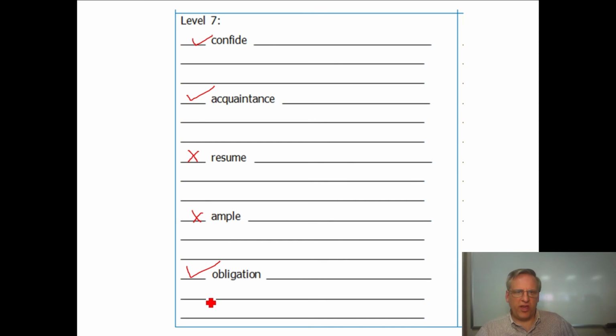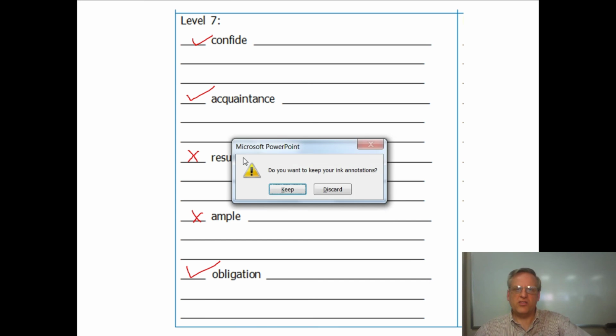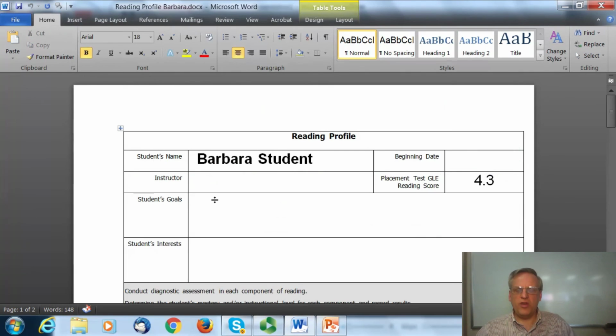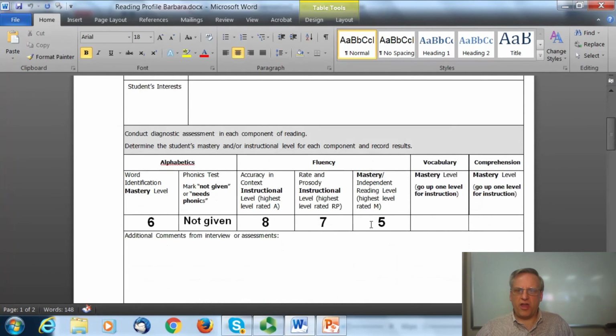She did get obligation. So what do we do? Well, she didn't have 4 out of 5 right, and we were looking for the highest list in which she did, so we're going to stop here. And so level 6 was actually her vocabulary, the highest level that we had. So what we will do is go back to our reading profile, and we're going to go ahead on the vocabulary, and I'm going to mark in grade level equivalent 6, because remember all of these numbers, that's what they mean, grade level equivalent 6.